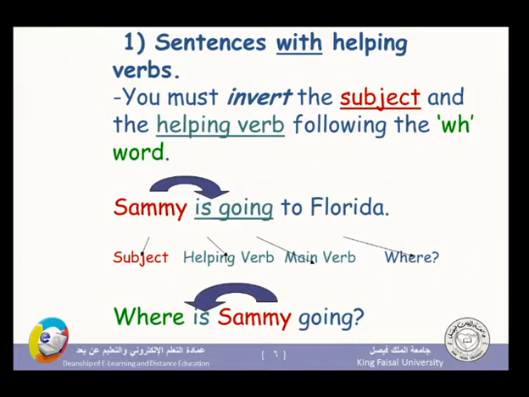If I want to ask about the time, the same rule. Is Sammy going to Florida? I just locate when. When is Sammy going to Florida? Okay.